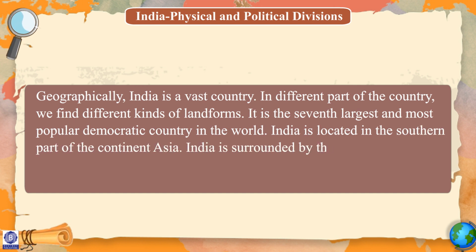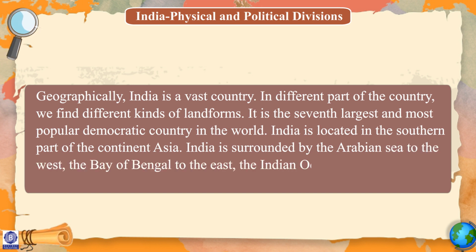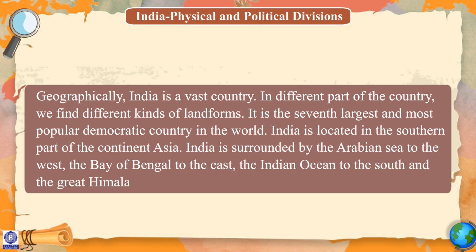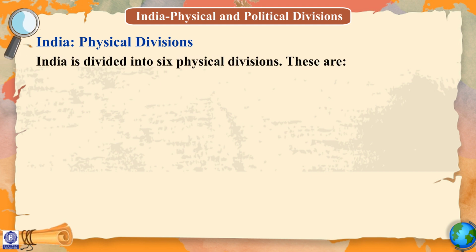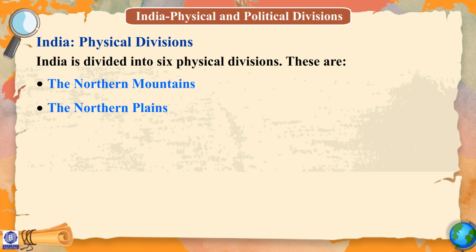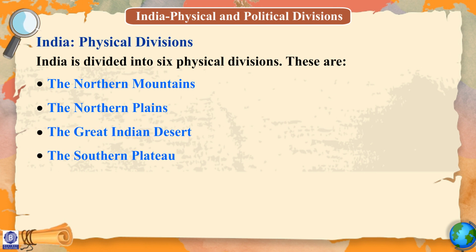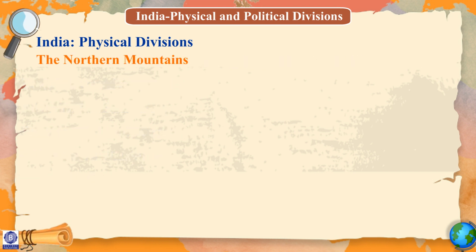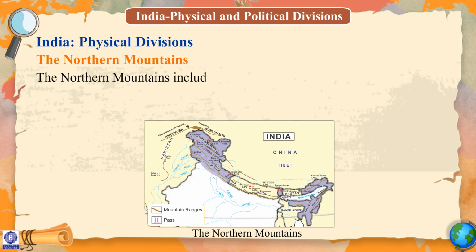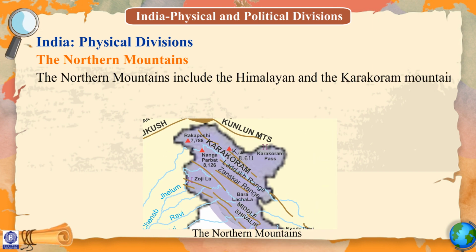India is surrounded by the Arabian Sea to the west, the Bay of Bengal to the east, the Indian Ocean to the south, and the great Himalayan ranges in the north. India: Physical Divisions. India is divided into 6 physical divisions. These are the Northern Mountains, the Northern Plains, the Great Indian Desert, the Southern Plateau, the Coastal Plains, and the Island Regions. The Northern Mountains include the Himalayan and the Karakoram mountain ranges.